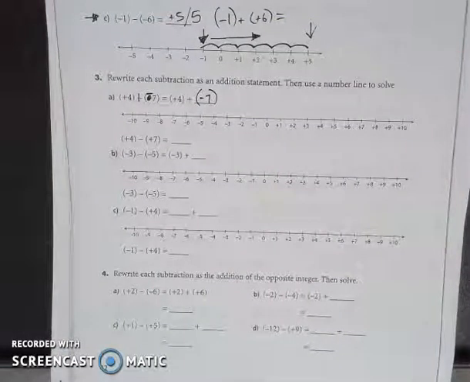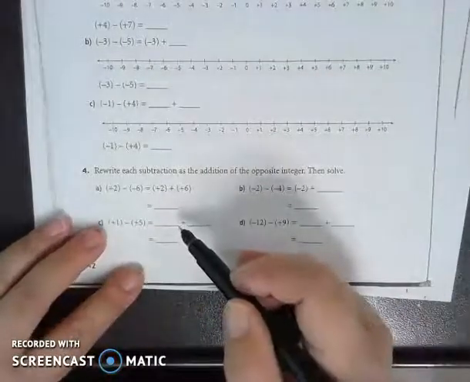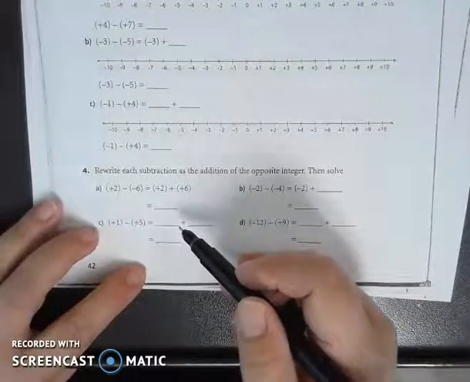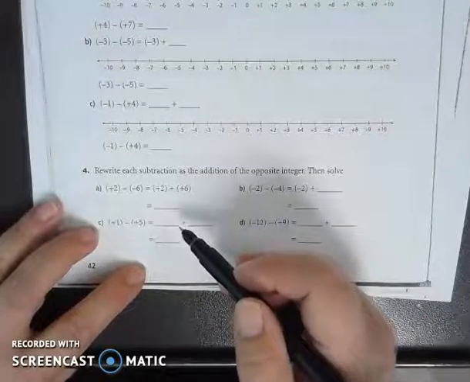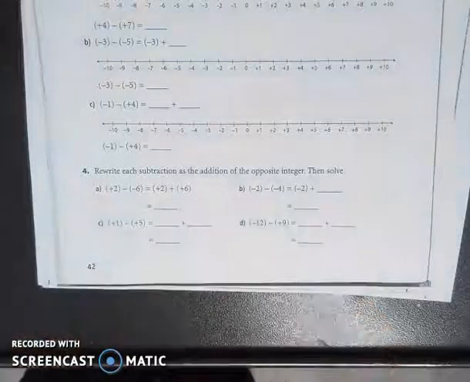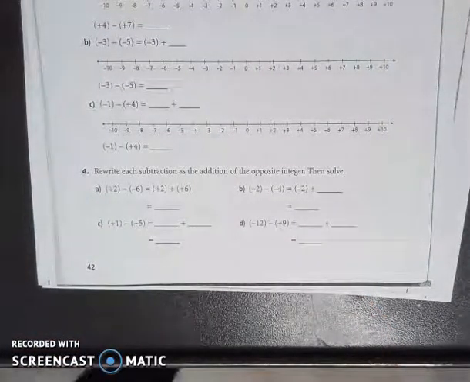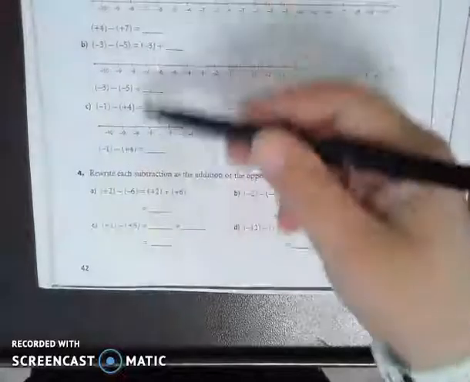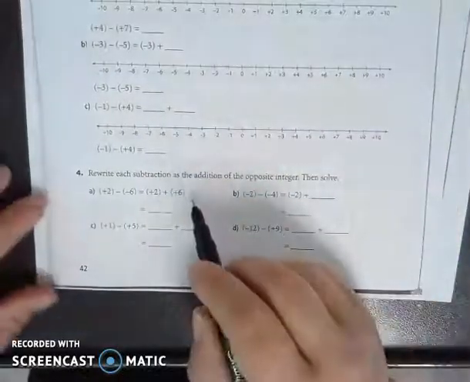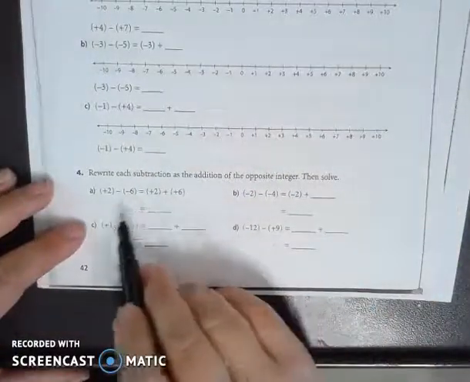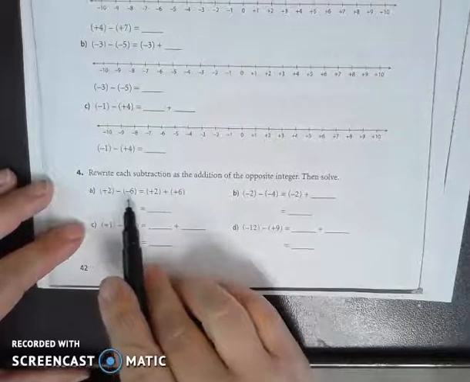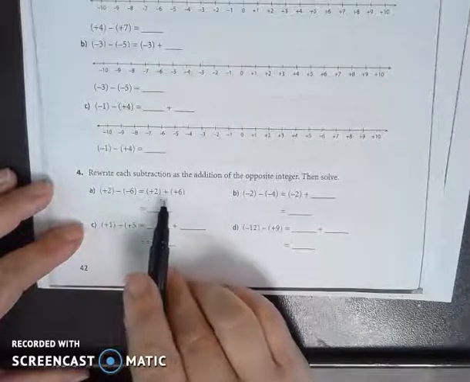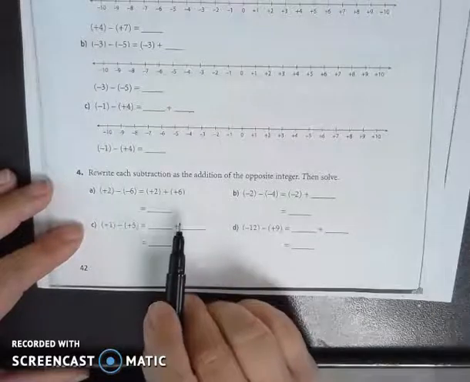Now, let's see, what would be a hard one? Let's do the bottom here. It says rewrite each subtraction as the addition of the opposite integer and then solve. Same thing that we're doing in this section here, but these ones are a little bit harder. It's done the first one for you. It was plus 2 minus negative 6, and then they changed it to plus 2 plus positive 6. So I'll do a different one for you.